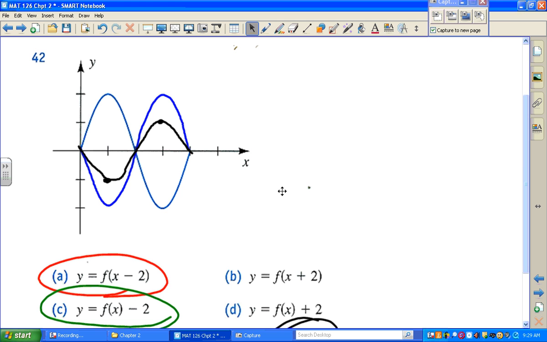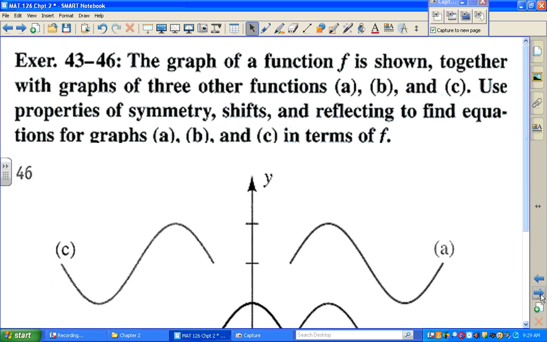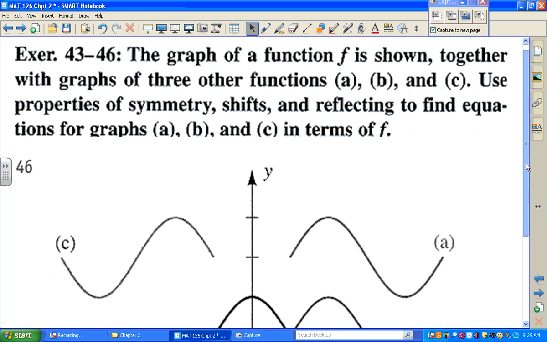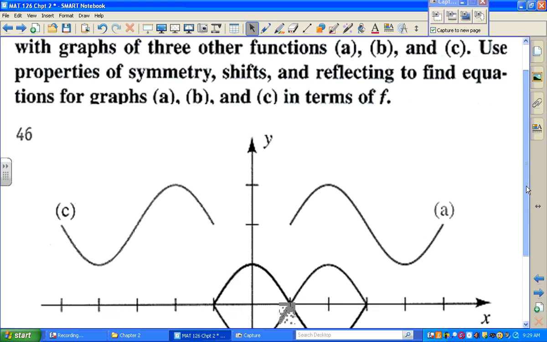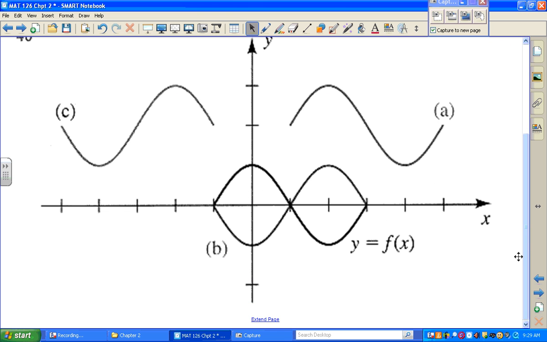Half of 2 is 1. Okay. It's half the size. All right. So I think we got that pretty well. The graph of the function is showing, use the properties, write your answer. Okay. I think we got this.